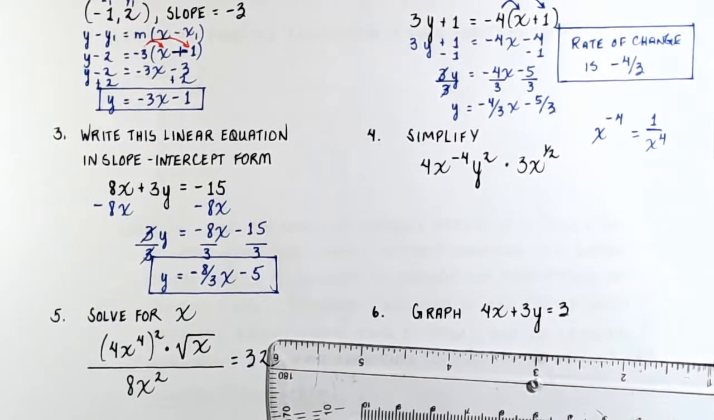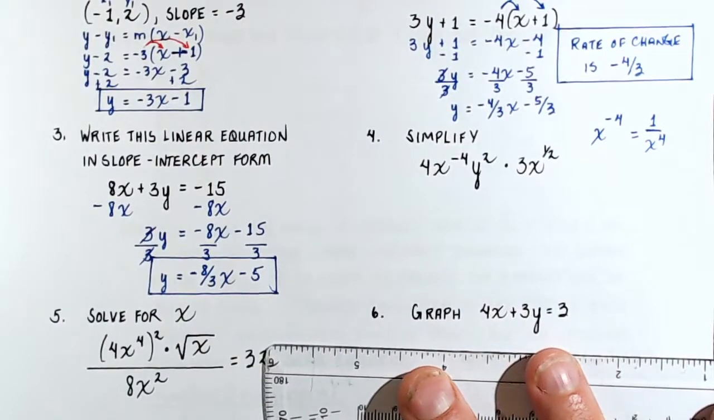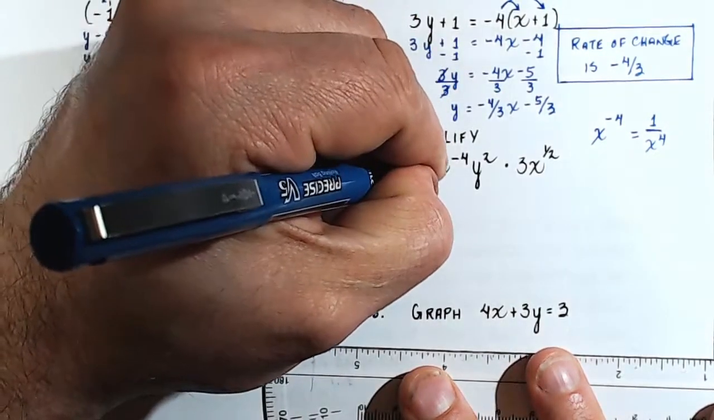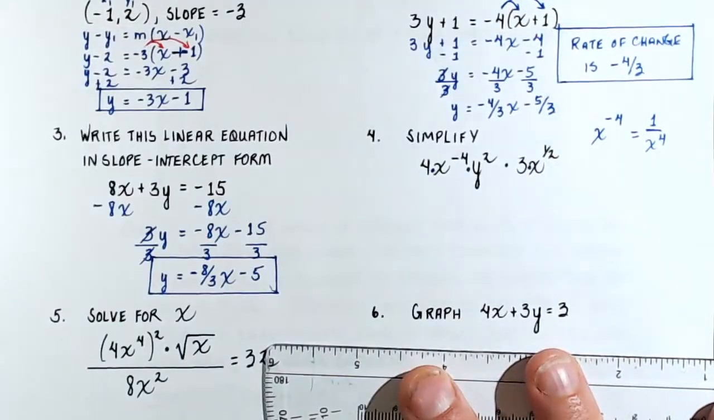I'll tell you what we're going to do. We're going to group our terms in a clever way that allows us to apply the product property to our exponents. There are multiple ways to solve this. Look what I really have here. I have 4 times x to the negative 4th times y squared times 3 times x to the 1/2. Everything is just multiplied, so I can move these terms around without changing anything.